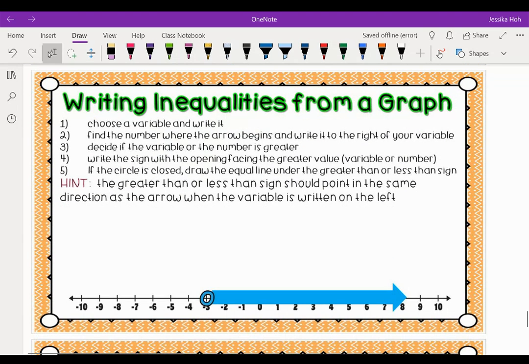So writing inequalities from our graph is very similar to graphing inequalities. First, you're going to choose a variable and write it. So we're going to write and use x. You need to find the number where the arrow begins and write it to the right of your variable. So right here is where our arrow begins. It's at -3.